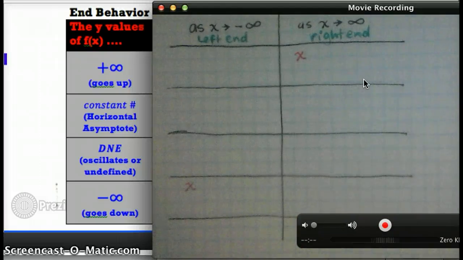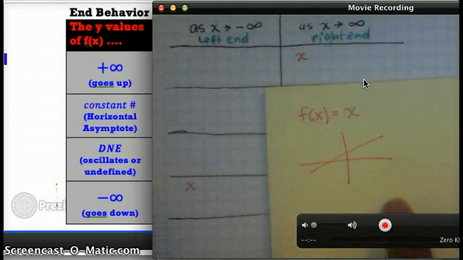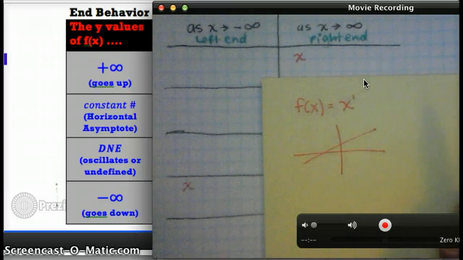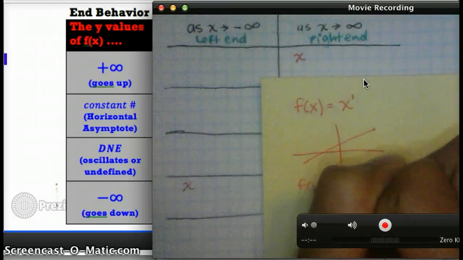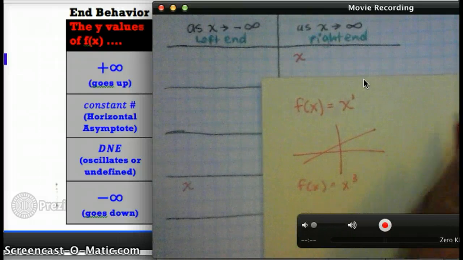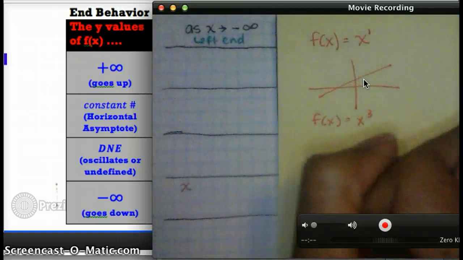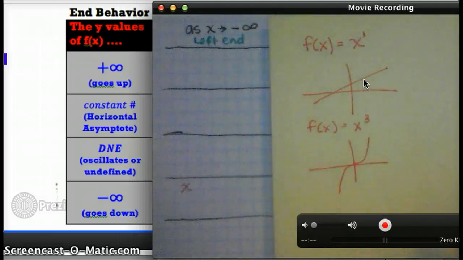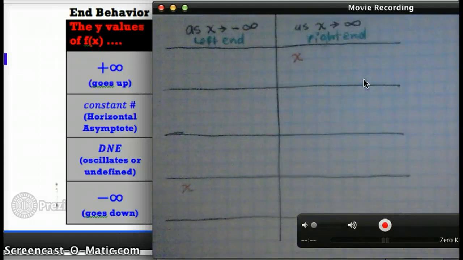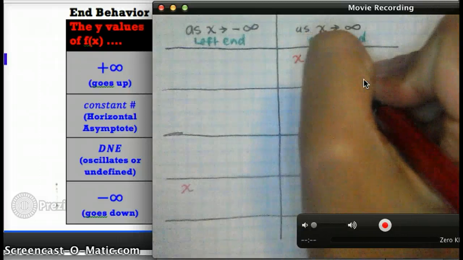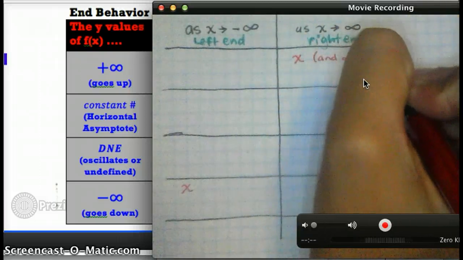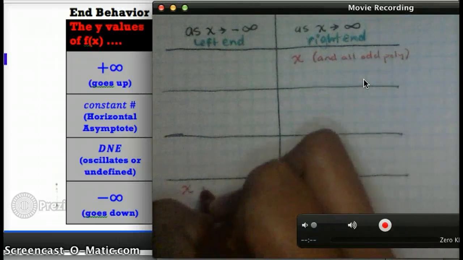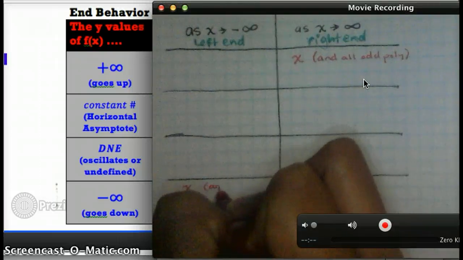And actually, while we're at it, the truth is any polynomial with an odd power. This is an odd power because it's really x to the first power. But if we talked about f of x equals x cubed, we would have the same end behavior, a different shape, but it would go up on the right and down on the bottom. So I'm going to go ahead and generalize. X and all odd polynomials are going to have positive right end behavior and negative left end behavior.